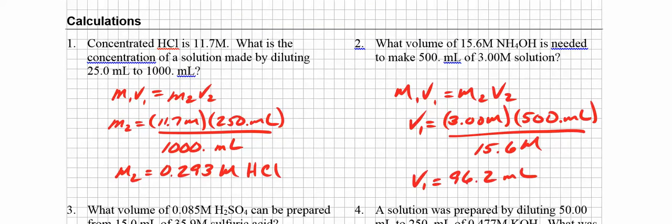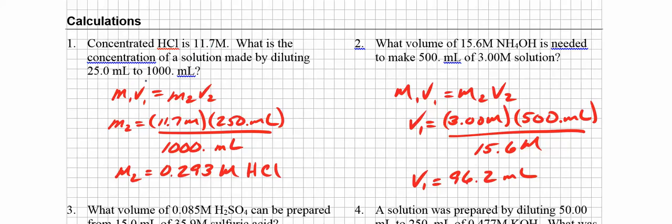Number one says concentrated HCl, or hydrochloric acid, is 11.7 molar. What is the concentration of a solution made by diluting 25 milliliters to 1,000 milliliters? So this is going to be quite dilute because we're adding a lot of water. In fact, we're adding 975 milliliters of water. We're going from 25 to 1,000 milliliters. So we can expect it to be quite dilute compared to the 11.7. Let's see how much we dilute it.